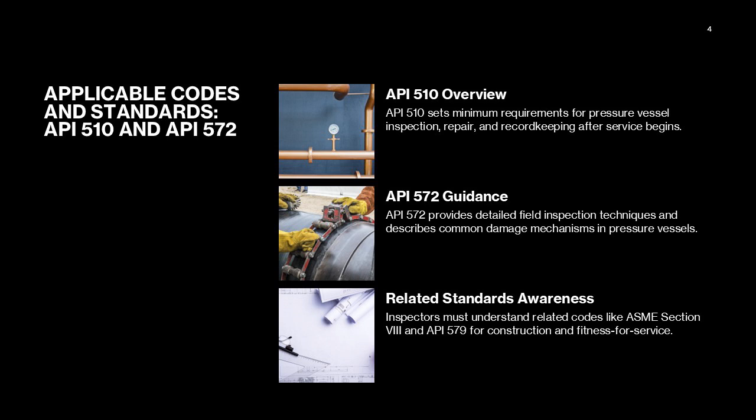API 572, Inspection of Pressure Vessels, complements API 510 by offering detailed guidance on how inspections should be carried out in the field. It describes common damage mechanisms, inspection techniques, and practical considerations for both external and internal inspections. Together, these standards form the primary technical basis for reactor inspection activities. Inspectors must also be aware of related references such as ASME Section 8 for construction rules and API 579/ASME FFS-1 for fitness for service evaluations when damage exceeds code limits.